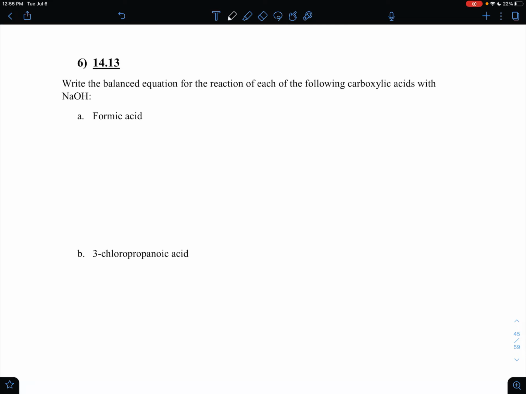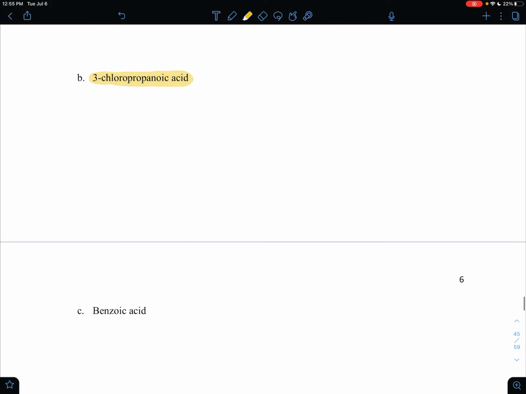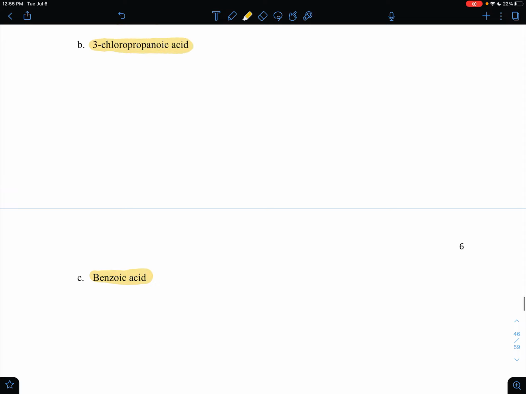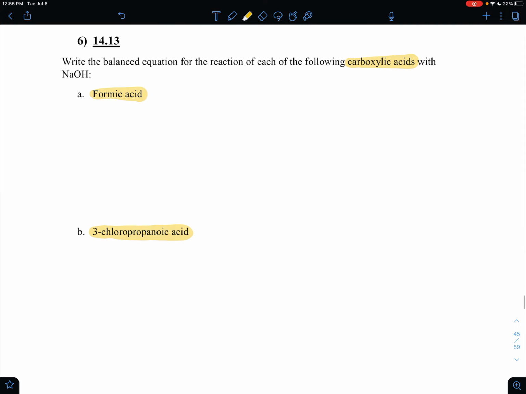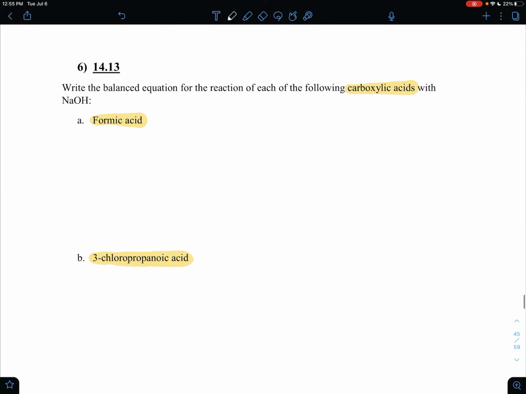Exercise 1413 is asking you to write the balanced equation for the reaction of different carboxylic acids. So they give you a few of these here. This is really more than one problem with sodium hydroxide. And these are really neutralization reactions, which we discussed in chapter 10, where an acid and a base combine to give you water and a salt.